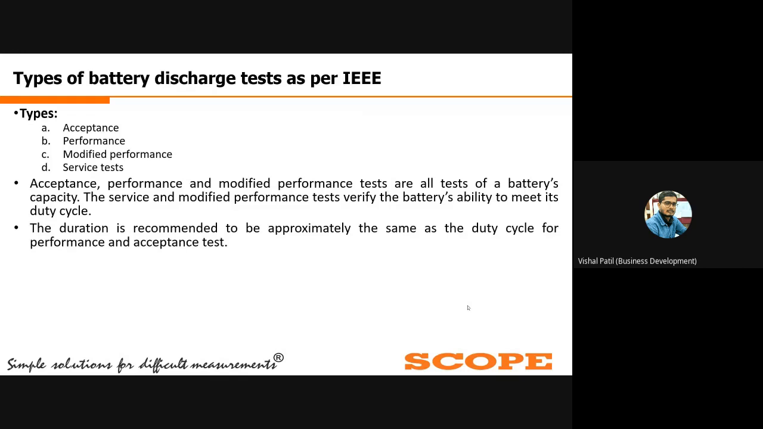Then next, the duration recommended for the performance and acceptance test is the same as that of the duty cycle of that particular battery bank. So generally, as I explained in the earlier slides, C10 rating, C5 rating, like that.